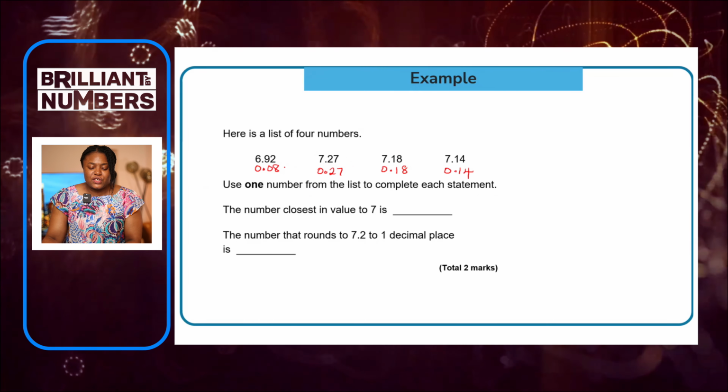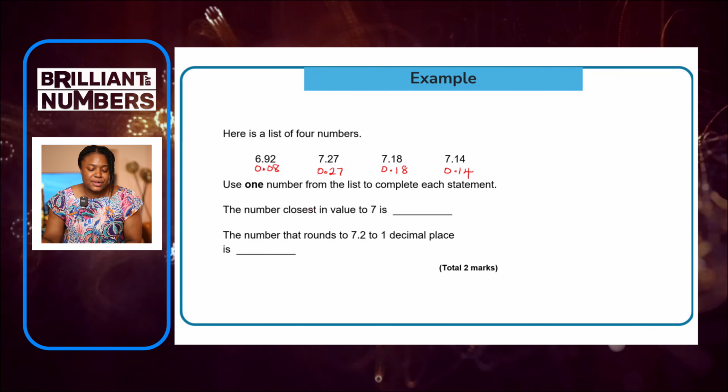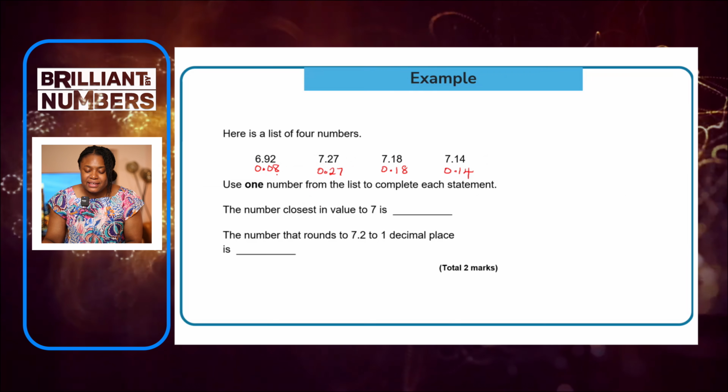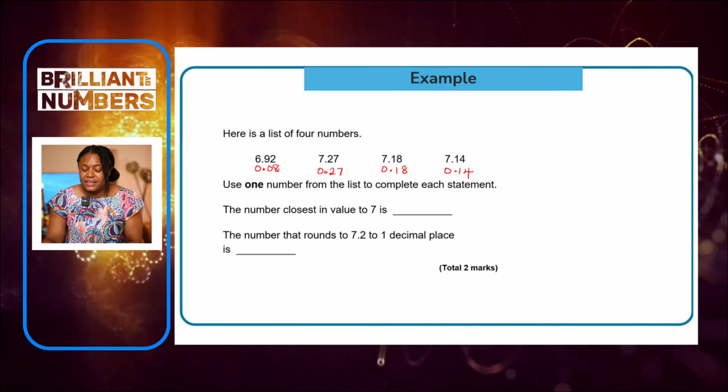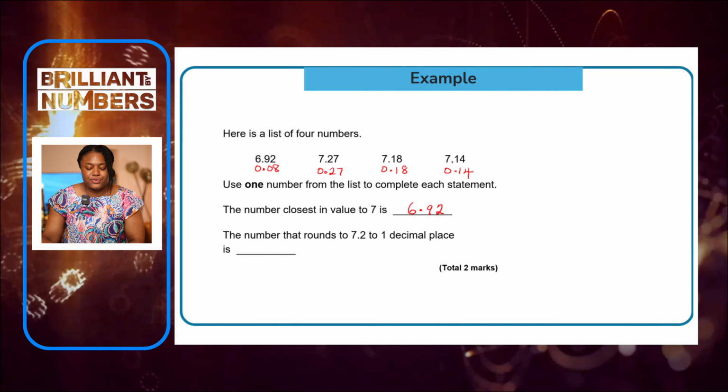So therefore, if we check here, we can see clearly that the first number is the smallest value between 7 and the actual number. So the answer is 6.92.